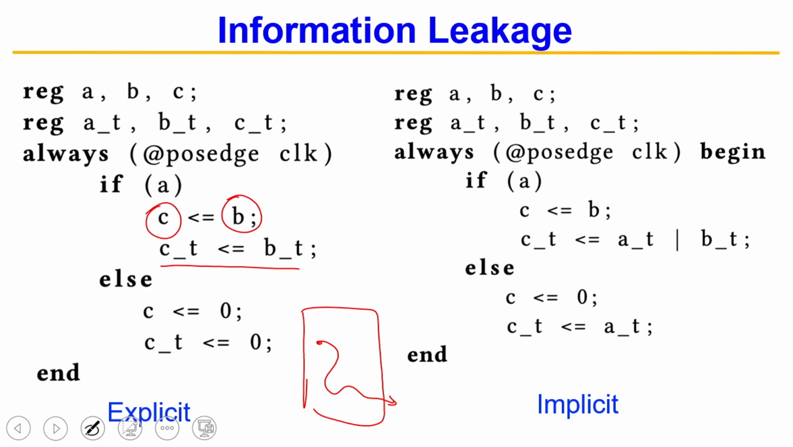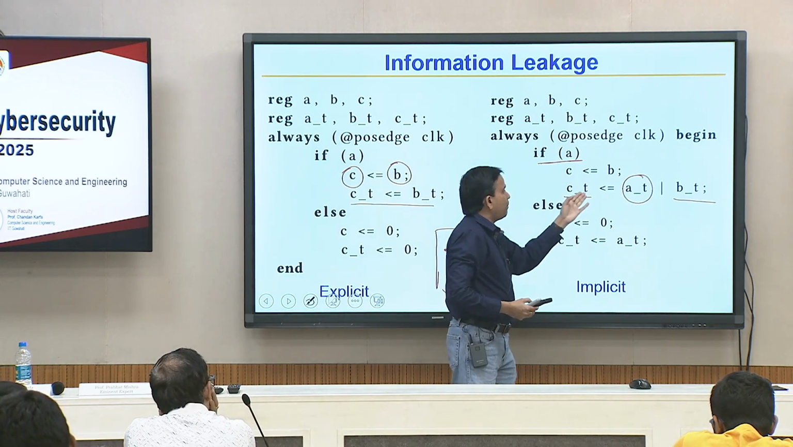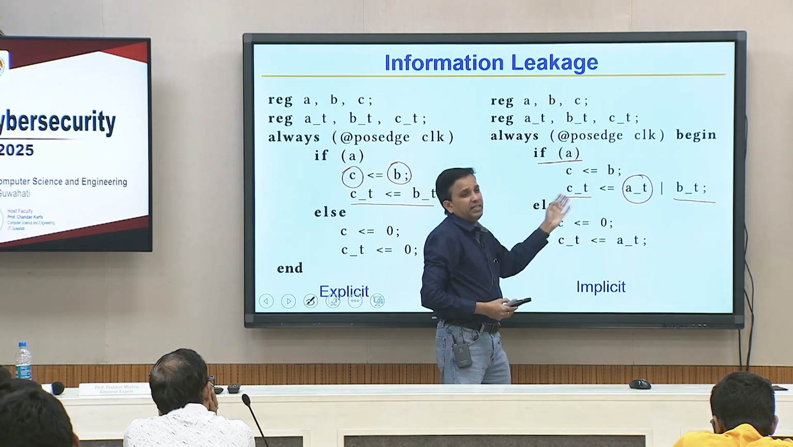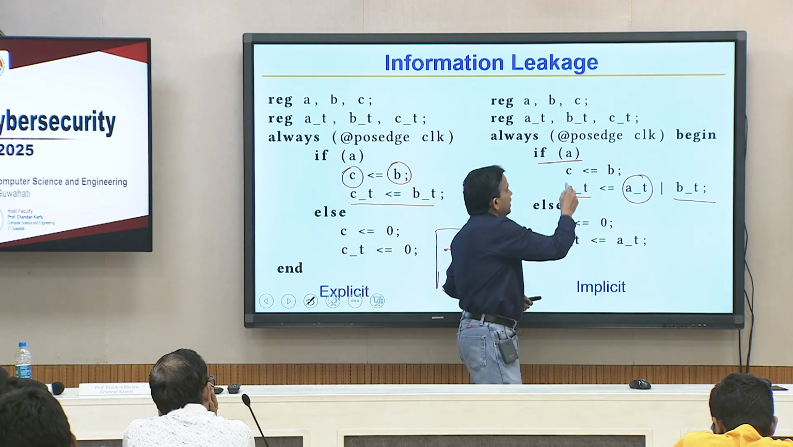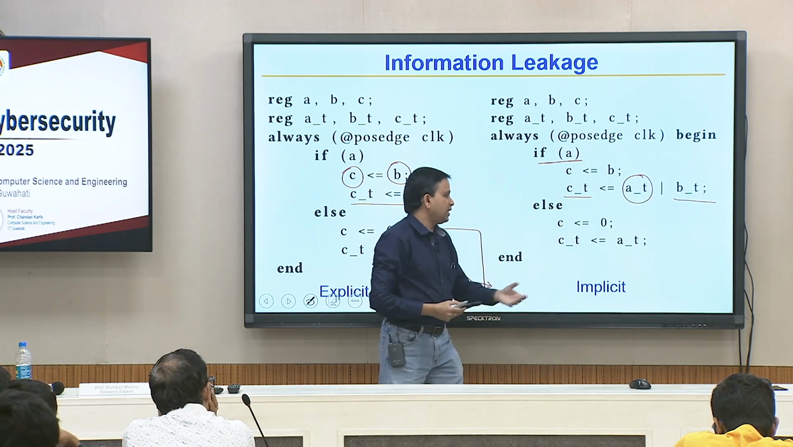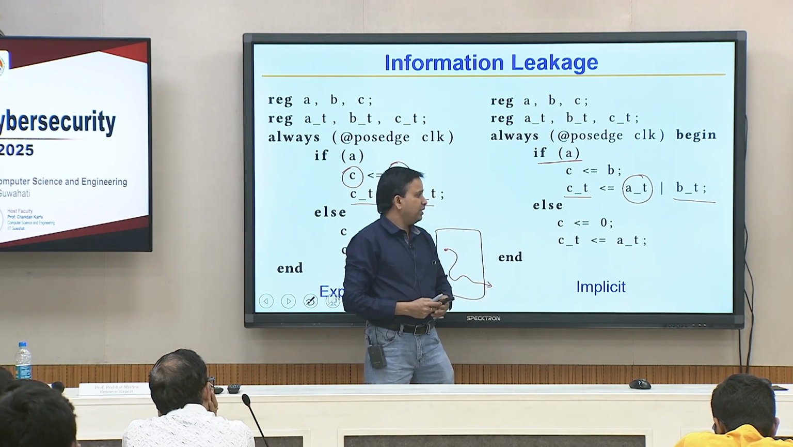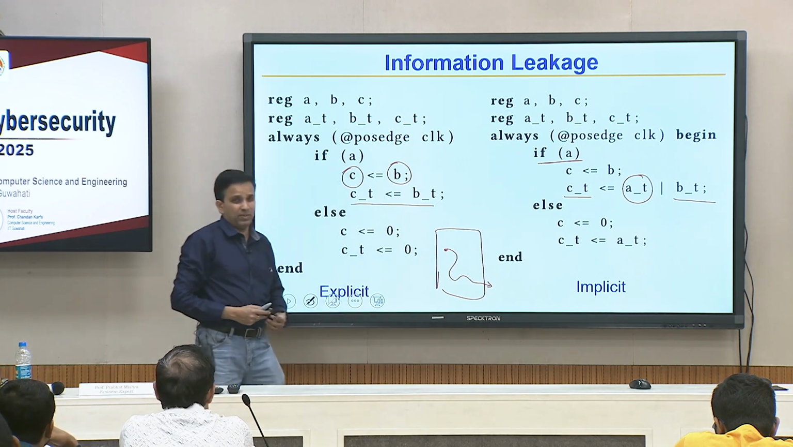Implicit information flow would be: here C is equal to B, which is fine, but there is also another component, because this assignment is part of an if statement. That means information about A is also percolated here. That is why, if A is true or B is true, C is going to be true. So, this is a kind of implicit information flow. Any questions on the difference of explicit versus implicit?